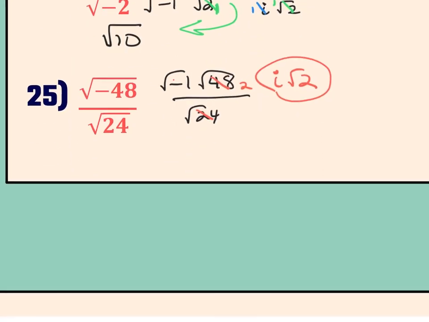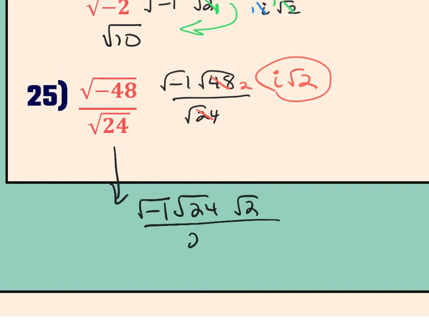Or if instead you like to factor it, so again you could do this, -1, factor the 48 into 24 times 2, and then look for things to cancel. This cancels, and then the -1 square roots to an i, nothing to do with the root 2. So either way.